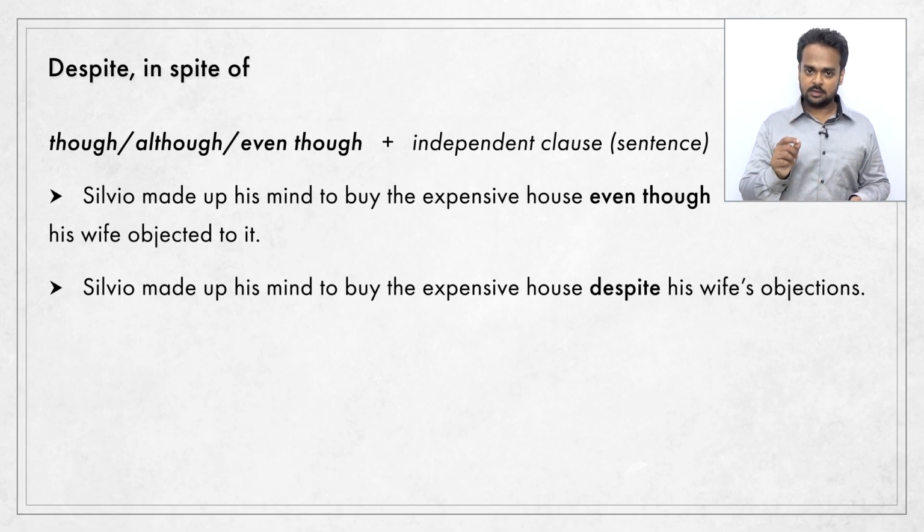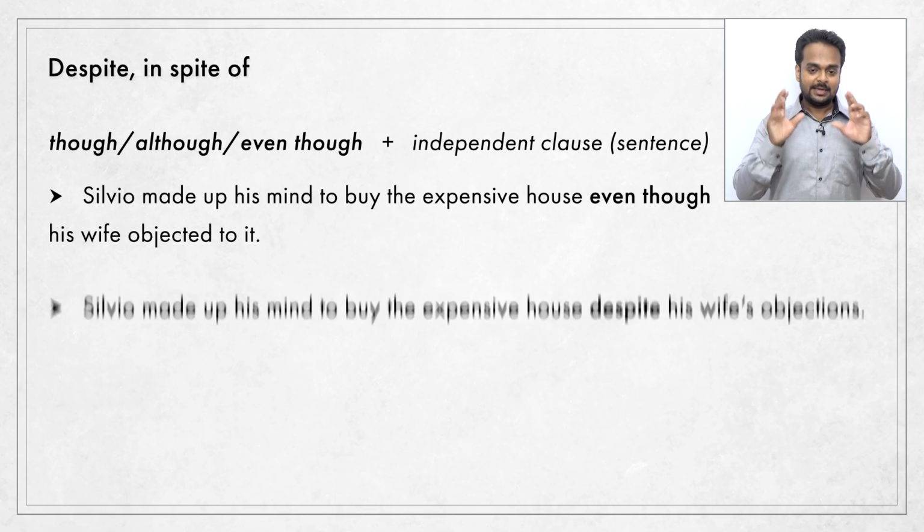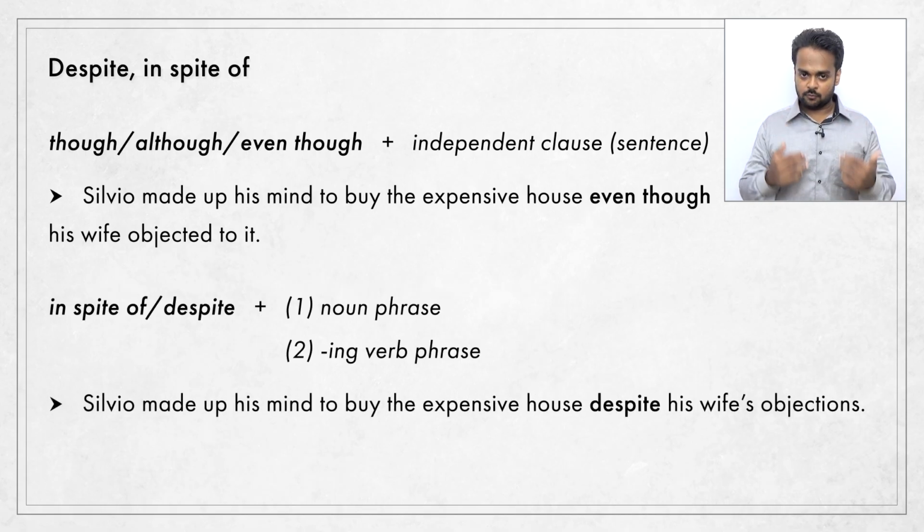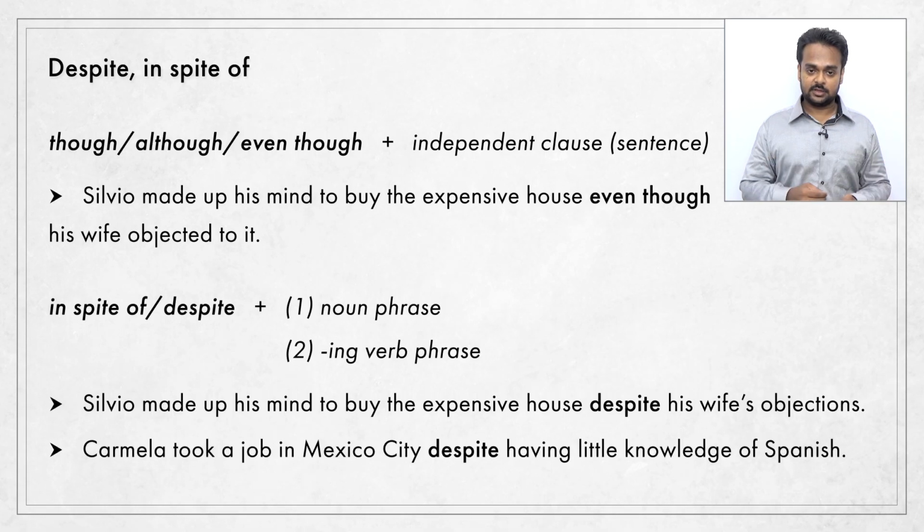But after despite, we just have his wife's objections. The main word here is objections, a noun. So his wife's objections is a noun phrase. That is, the main word is a noun, and the other words, his and wife's, are just giving us information about that noun. So the rule is, after though, although, or even though, you have to put a full sentence. But after despite or in spite of, you have to have either a noun phrase or an ing verb. That's another option. Like this.